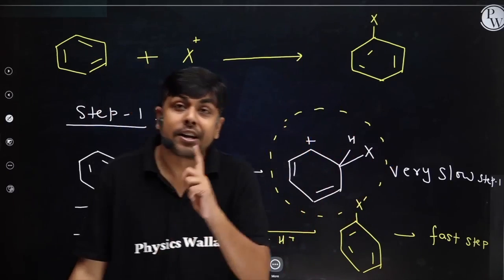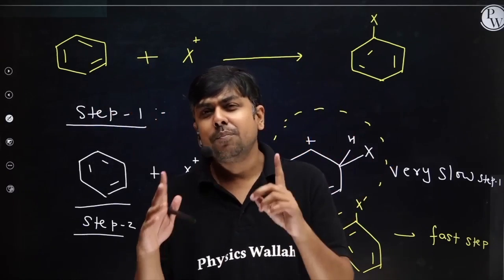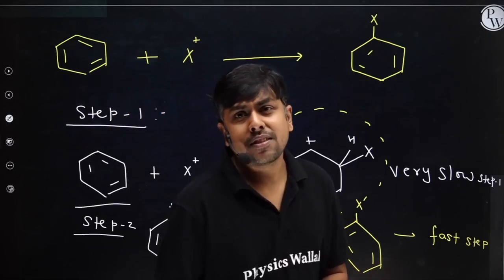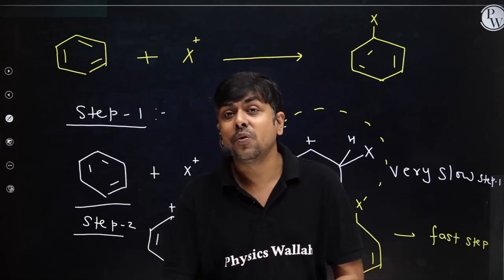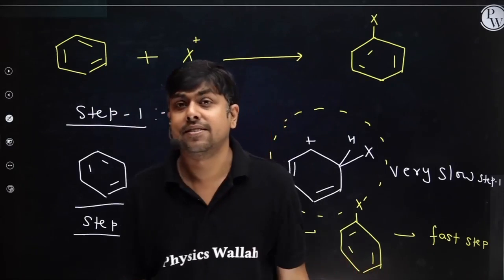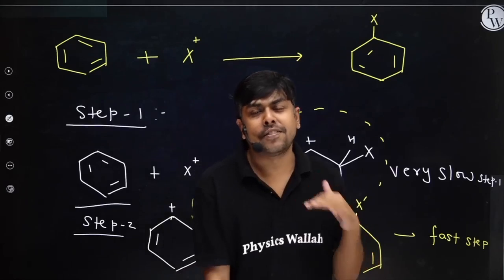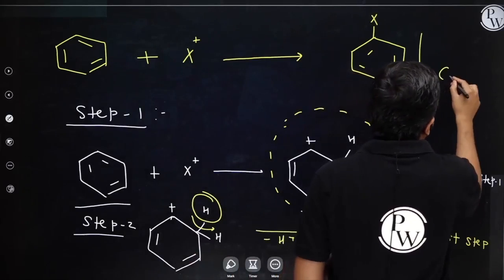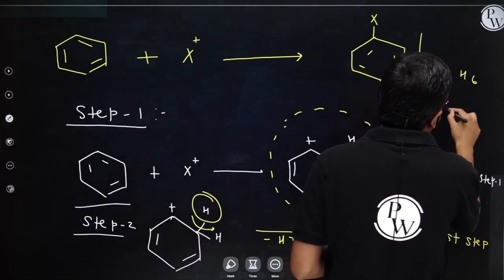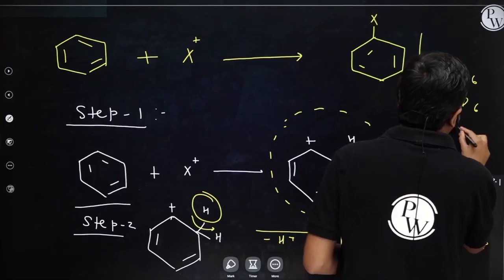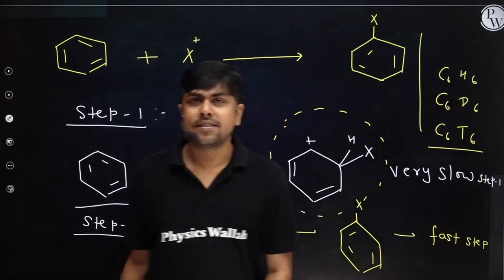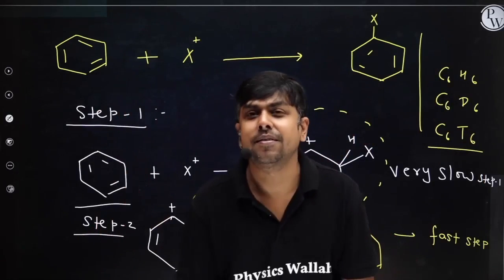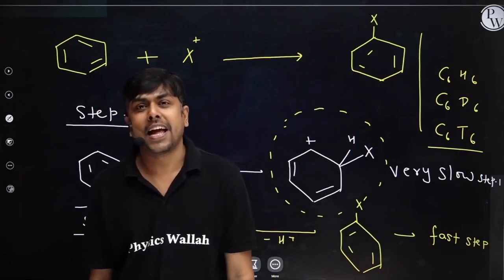Higher will be the rate of reaction. Student, one more important point related to this reaction. Sometimes you will see in the questions they will ask you kinetic isotopic effects, right? In case of electrophilic aromatic substitution reaction, they will ask you to compare the rate of C6H6 and C6D6. Students, in general, kinetic isotopic effect is not observed in electrophilic aromatic substitution.